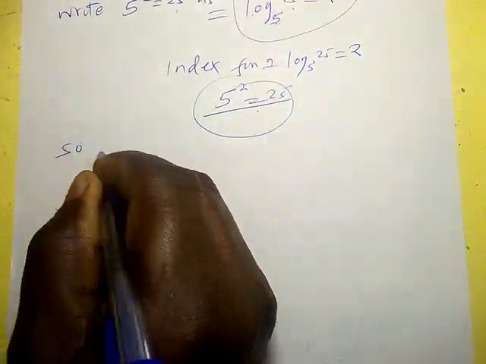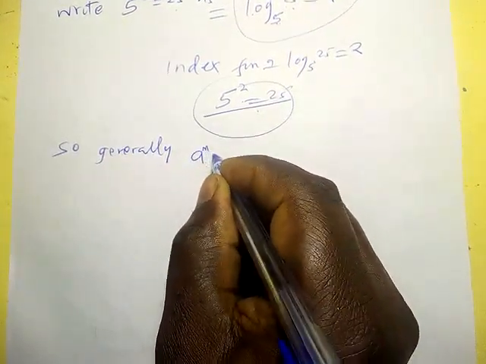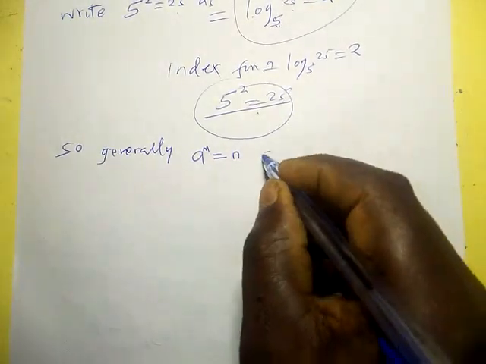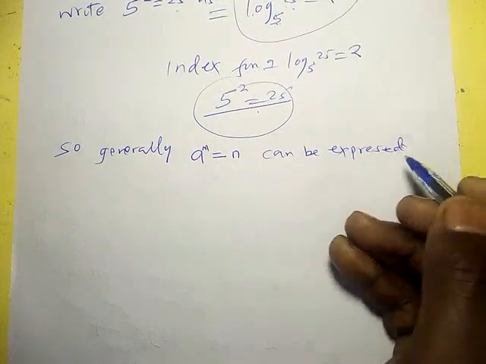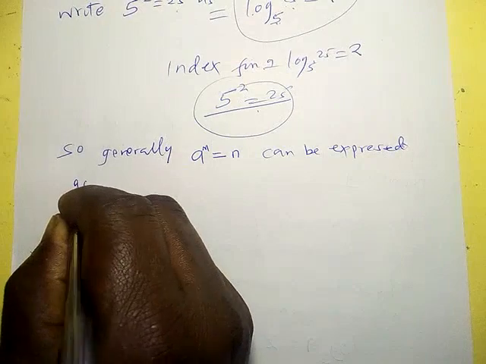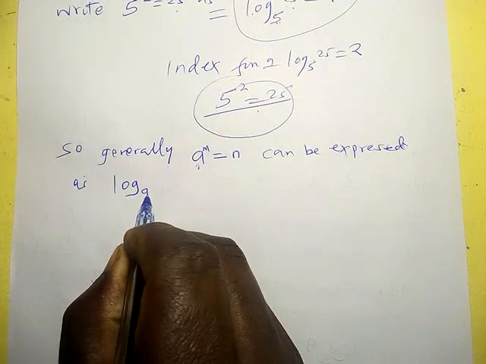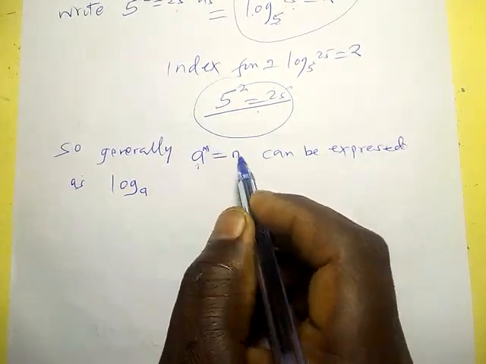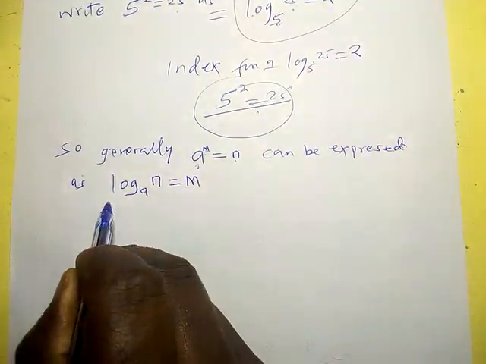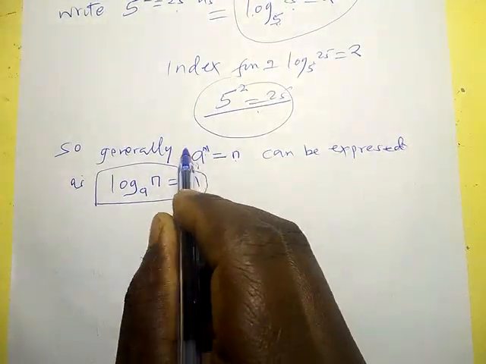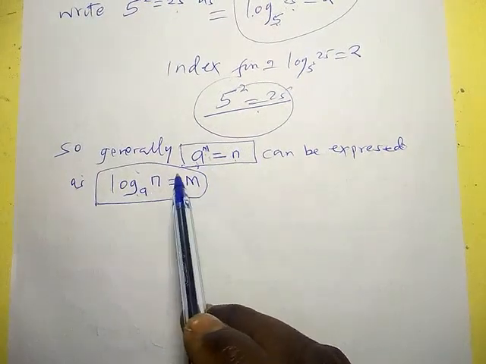So generally, a raised to power m equal to n can be written as log, the base, which is a, and this is the power: log of n to base a equals m. So this one is the general representation. We can represent this in a logarithmic form as this.